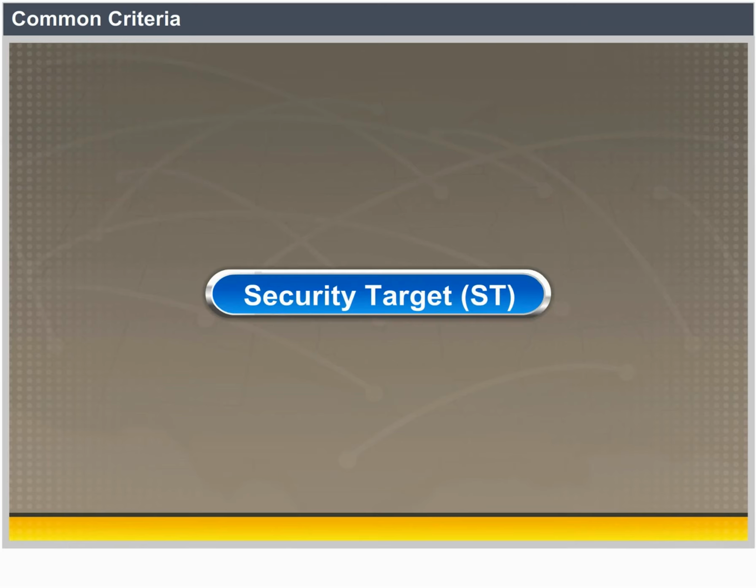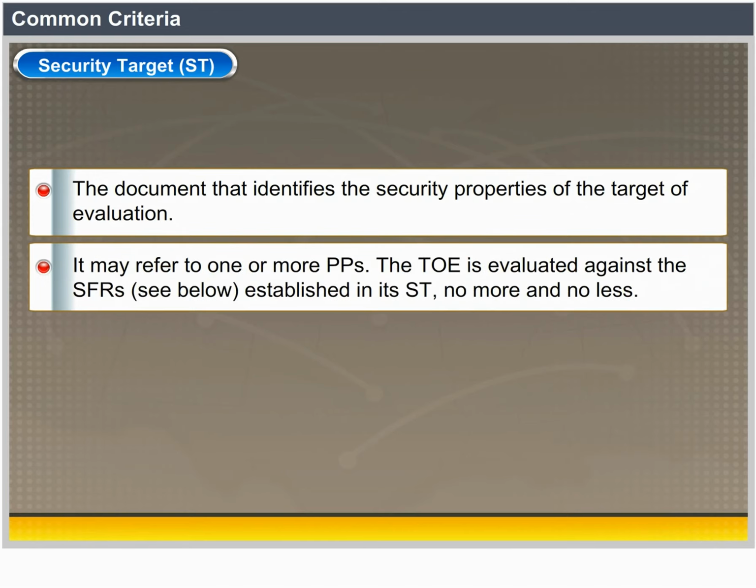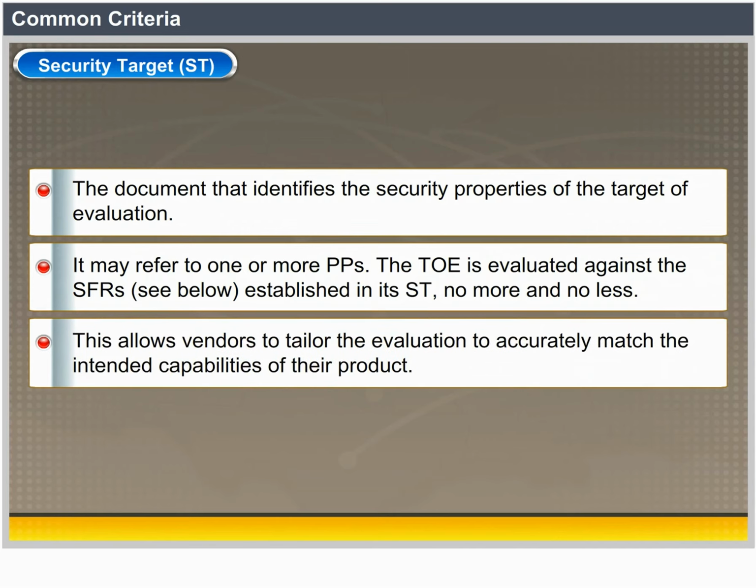Security Target, ST. The document that identifies the security properties of the target of evaluation. It may refer to one or more PPs. The TOE is evaluated against the SFRs, see below, established in its ST, no more and no less. This allows vendors to tailor the evaluation to accurately match the intended capabilities of their product.